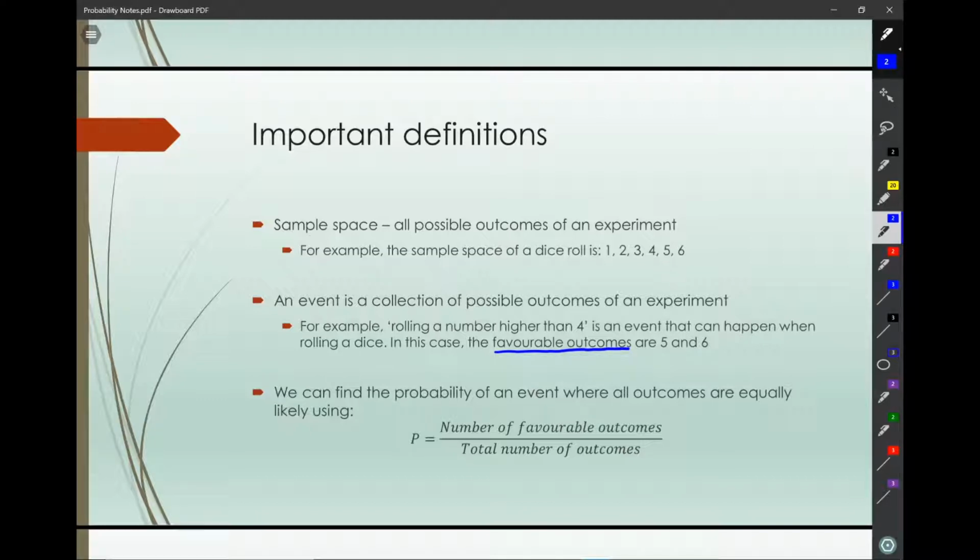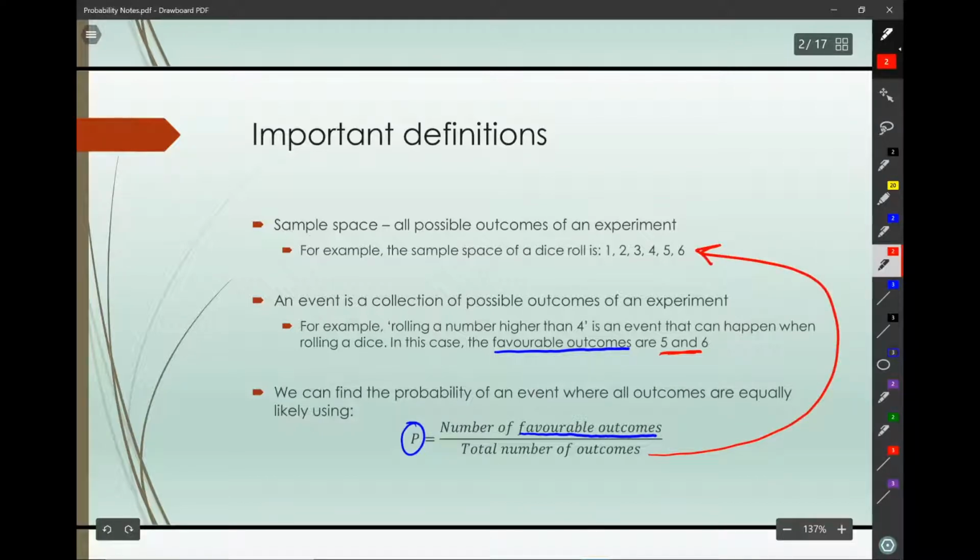And the reason that's important is we use that number of favourable outcomes to calculate the overall probability by dividing the number of favourable outcomes by the total number of outcomes in the sample space. So in this case, for rolling a number higher than 4, the probability would be 2 over 6, or 1/3, because there are two favourable outcomes to that event. There are two numbers higher than 4 that we can possibly roll, they are 5 and 6, and there are 6 total possible outcomes, 6 sides of the dice.